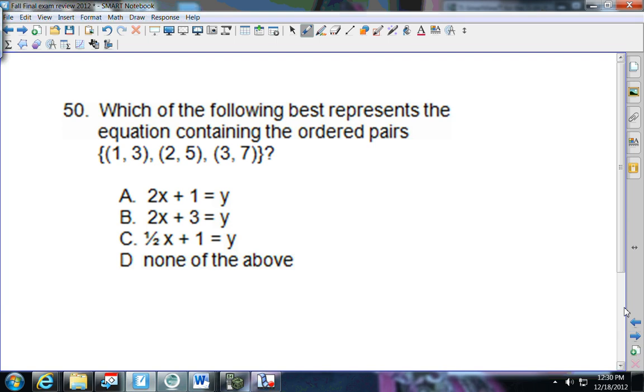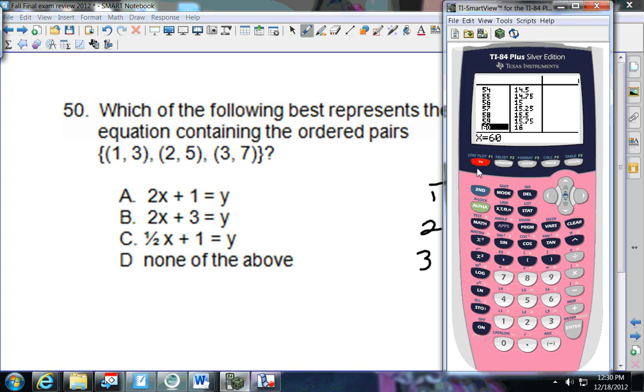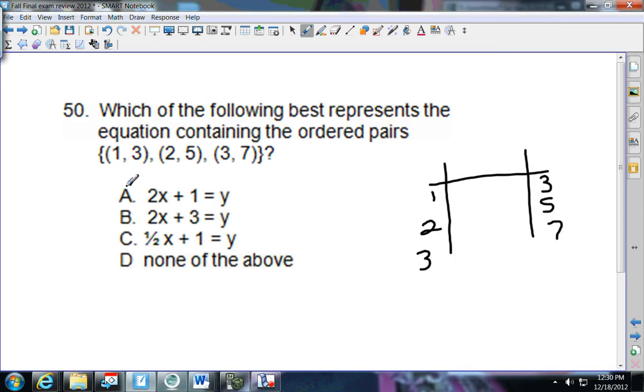Number 50. Which of the following best represents the equation containing the ordered pairs? Now, you could go through and build a table and put in there 1, 3, 2, 5, and 3, 7, and do delta y over delta x to find your equation. You can do it that way. I would tend to go to my calculator and, let me clear it, second plus sign, 7, 1, 2. I would go to y equals and put in there 2x plus 1 and second graph. Look in the table for these points. Well, there's 1, 3. Yes, what about 2, 5? 2, 5 is in there and 3, 7 is in there. I got lucky because my first answer choice is right there.